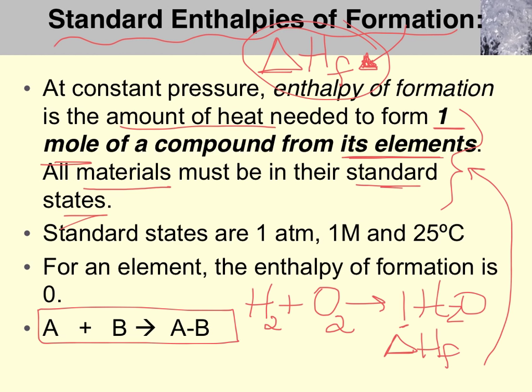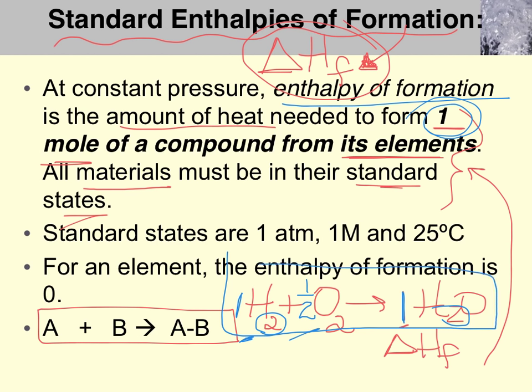This reaction isn't balanced, and I cannot change this 1 because the definition of enthalpy of formation is that we form 1 mole. So the only way to balance this is to use fractional coefficients in front of these diatomic elements. So I need 2 hydrogens, so I'm okay with that. Oxygen I only need 1 of, so I have to put a 1/2 in front of the molecular oxygen to balance the equation. So this would be the equation that represents the heat of formation for water.